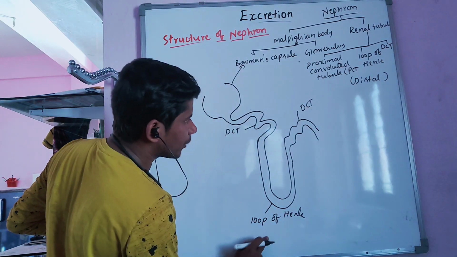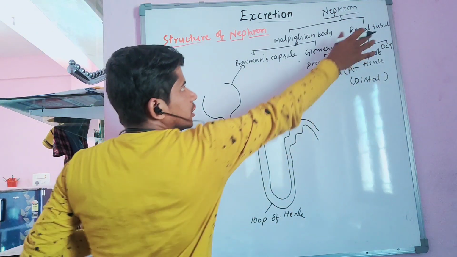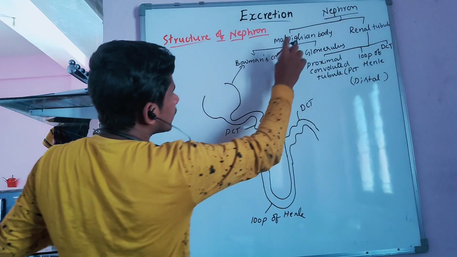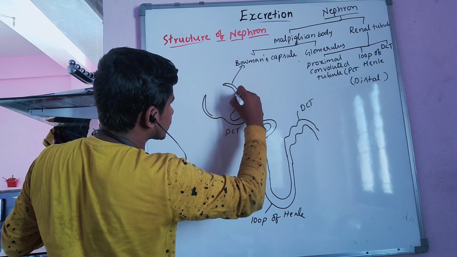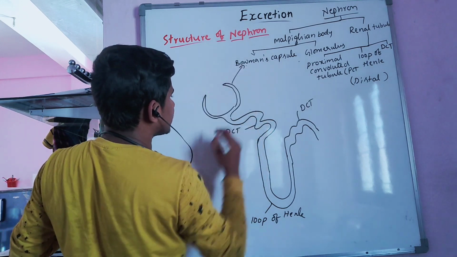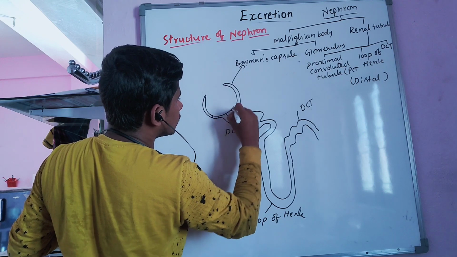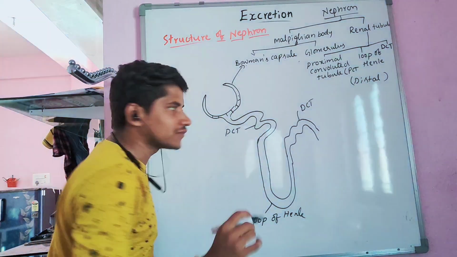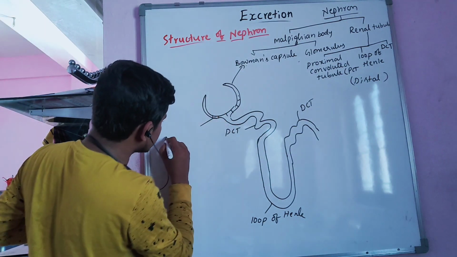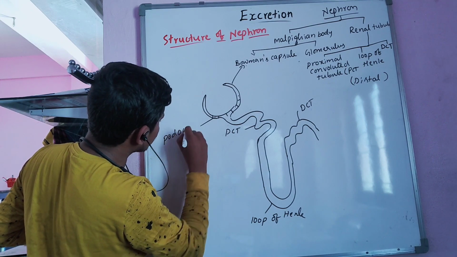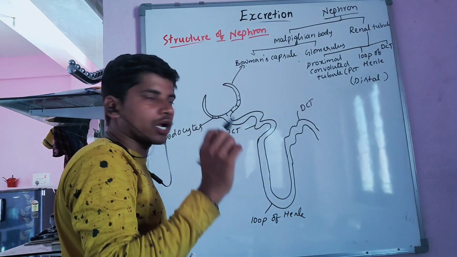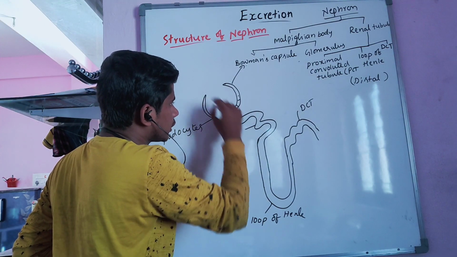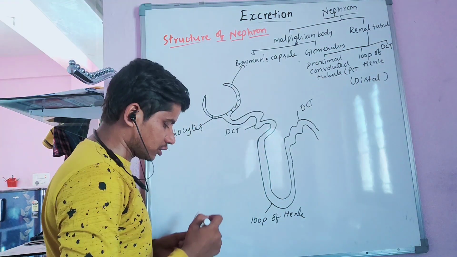So PCT, loop of Henle, and DCT, these three are what? Renal tubules. And the Malpighian body consists of a blind cup-shaped structure. This is Bowman's capsule, and it is lined by one layer of cells called podocytes. Podocytes have small holes in them. They are called pores. Through the pores, the filtrate enters the PCT, which we will discuss in a further class.